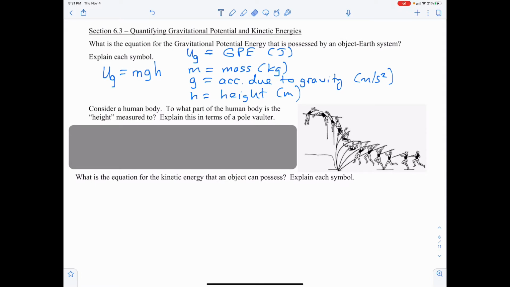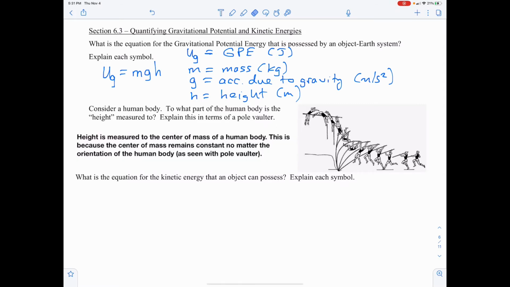Consider a human body. To what part of the human body is the height measured to? Explain this in terms of a pole vaulter. Height is measured to the center of mass of the human body. This is because the center of mass remains constant no matter what the orientation of the human body is.